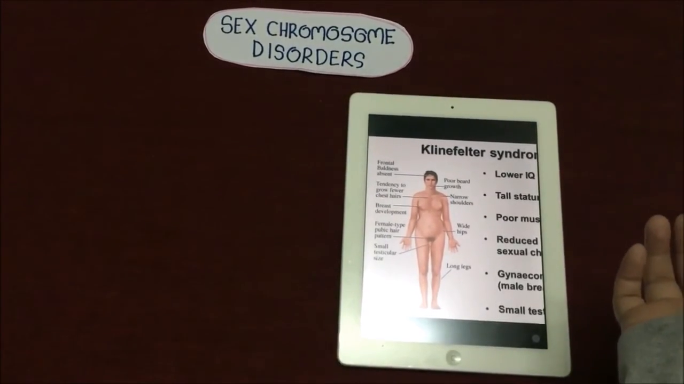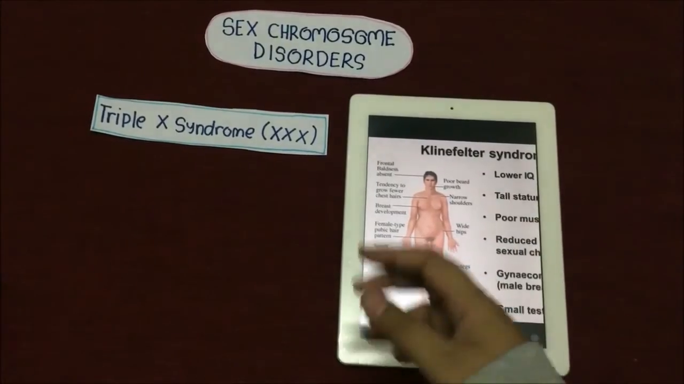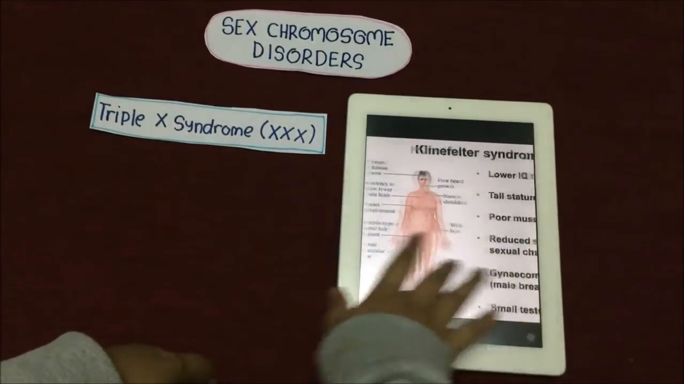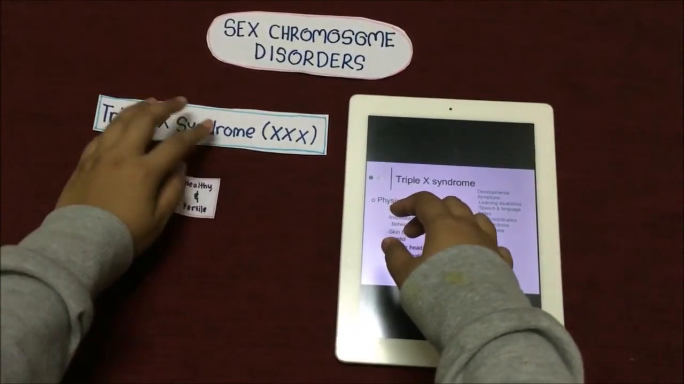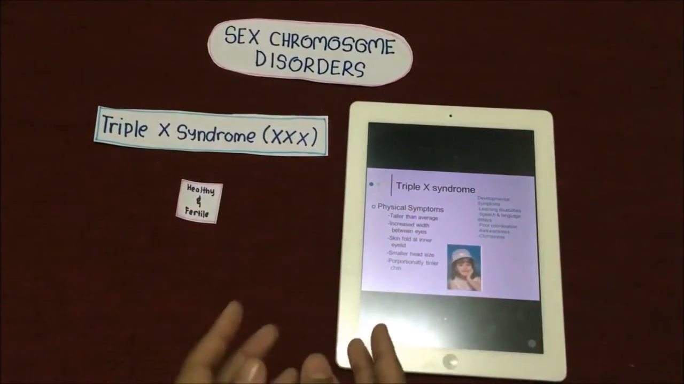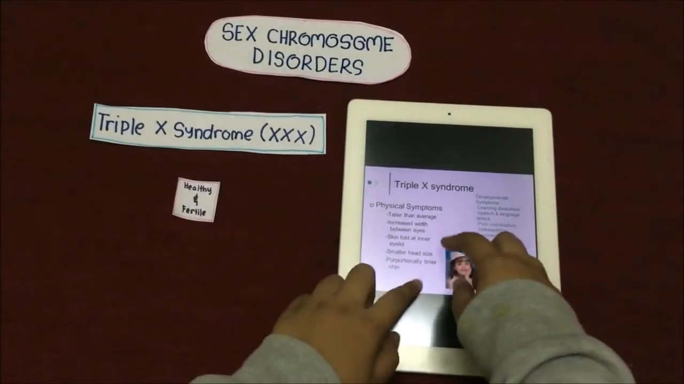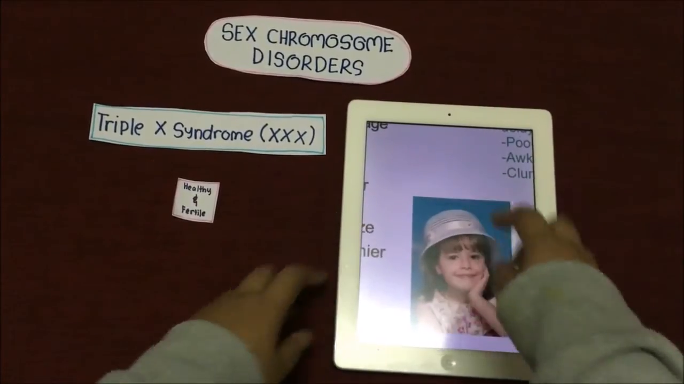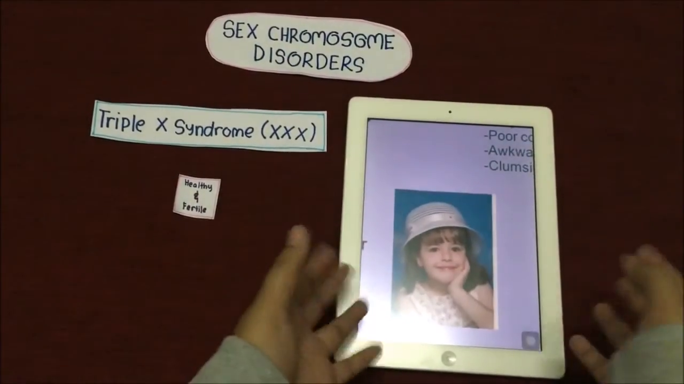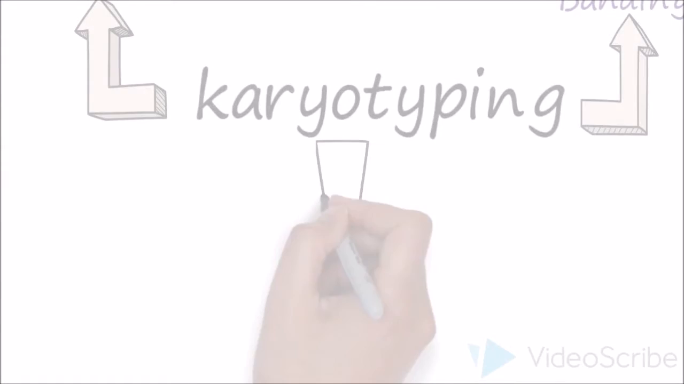The last one I'm going to discuss is triple X syndrome, where the patients have a super 3X. With triple X syndrome, you don't know who that person is unless you do karyotyping, and the patients will usually be very healthy and very fertile. As you can see, so cute. So that's all from me.